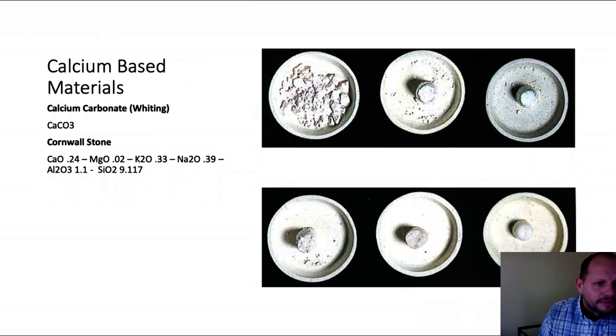Okay, these are some calcium-based materials. Up here, this is calcium carbonate or whiting, CaCO3. You can see it doesn't melt on its own very well up through cone 10, but with other materials, it melts really well. Whiting is used a lot. In fact, it's one of the principal materials used in ceramic glazes. Cornwall stone is down here. You'll see it has traces of potassium and magnesium, so it's obviously going to flux a little bit more at those temperatures.